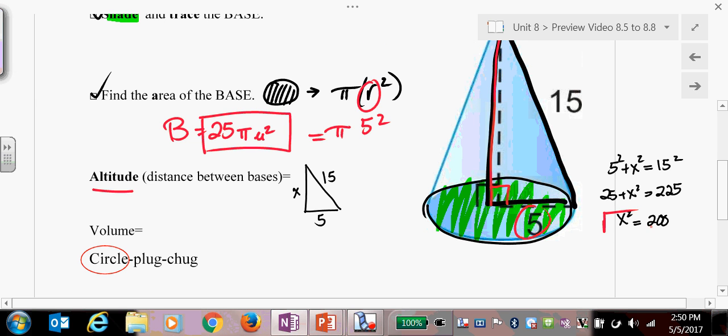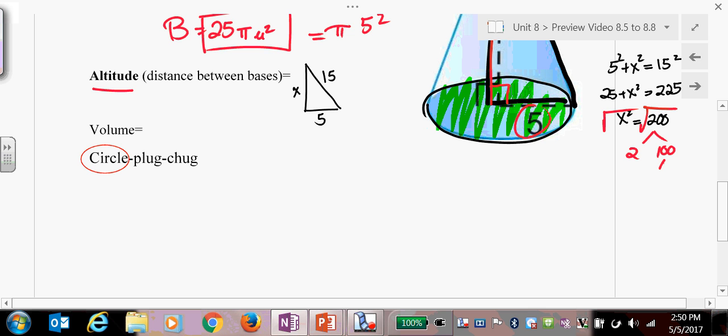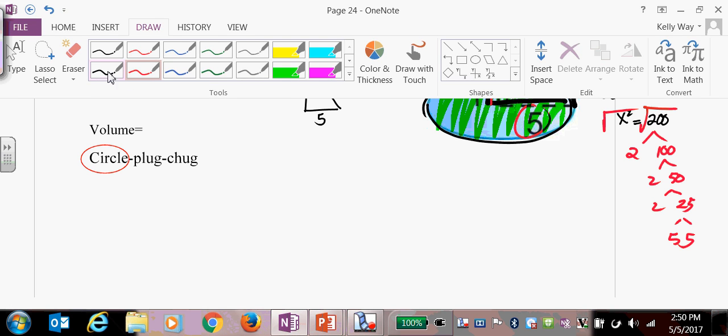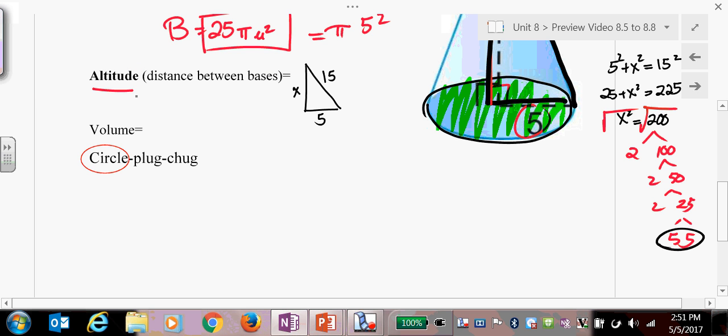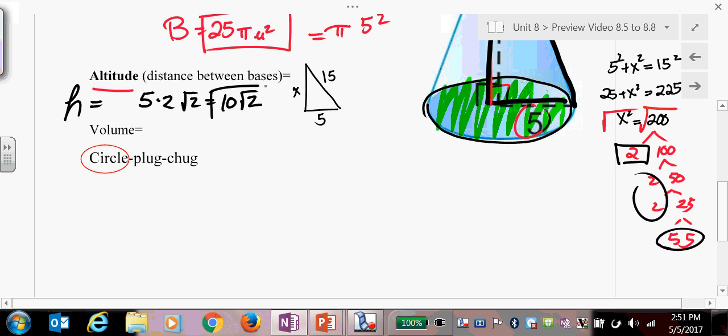Okay, I'm going to want this in exact radical form. So that root 200, we're going to factor out. Now let's look for our pairs. We have a pair of 5s. We have a pair of 2s. That 2 has no pair, stays home. So your actual height here is going to equal 10 root 2. Box that. That is your true height.